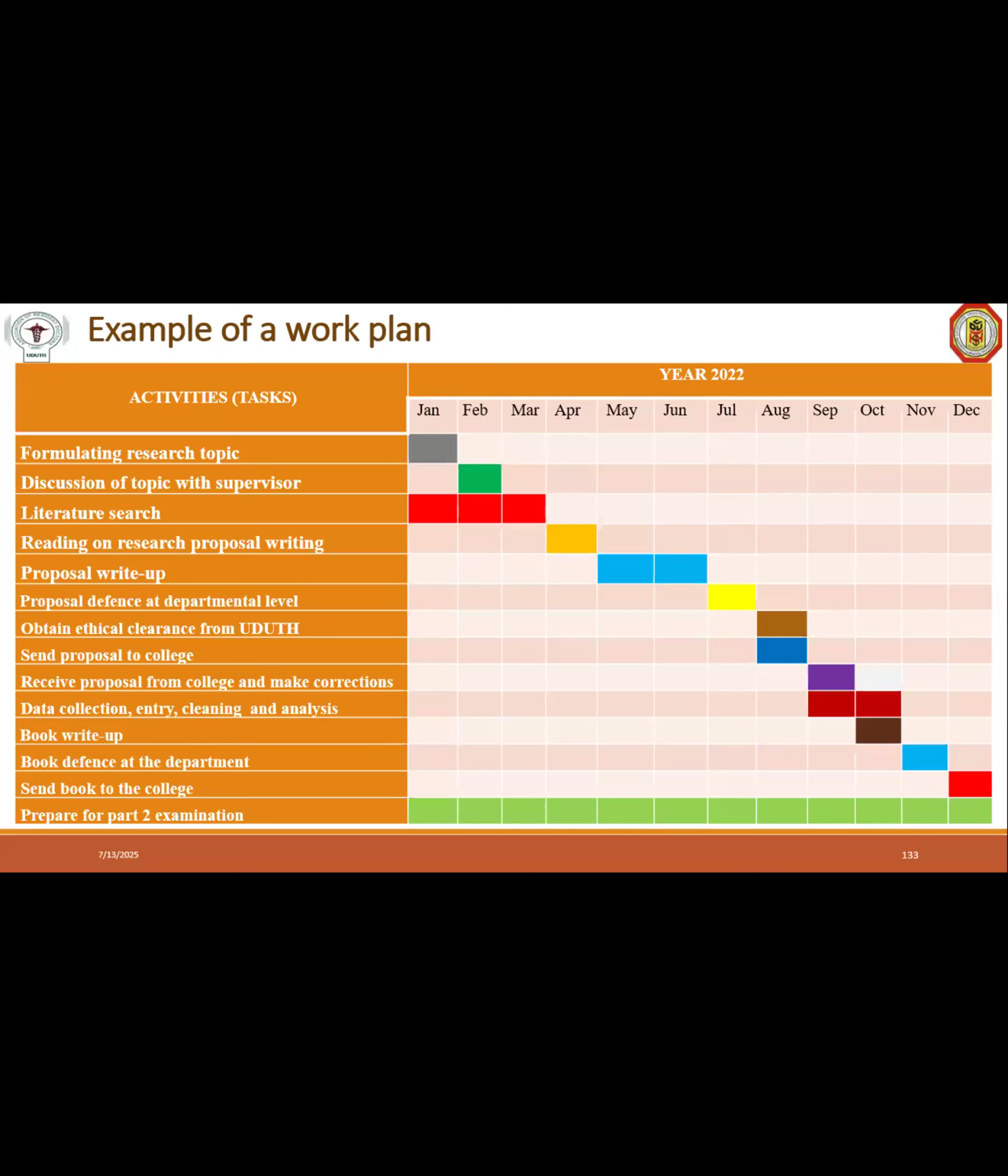Then you obtain ethical clearance from the management, UDUTH management. This was done in August. Up to the last one, you see, prepare for part 2 examination. It started from January up to December. So from the first day you start your preparation for the exam. All these are in preparation of the part 2 exam.